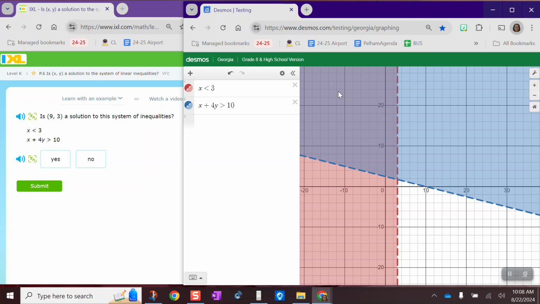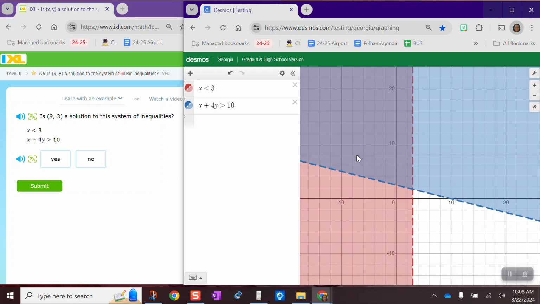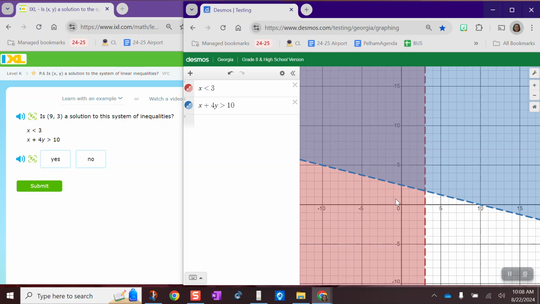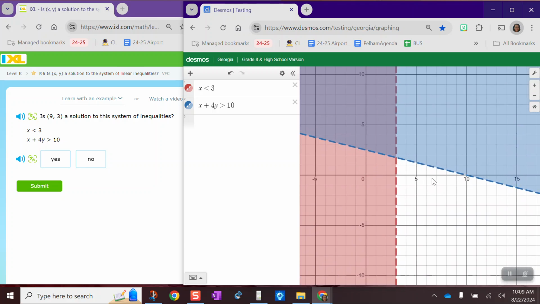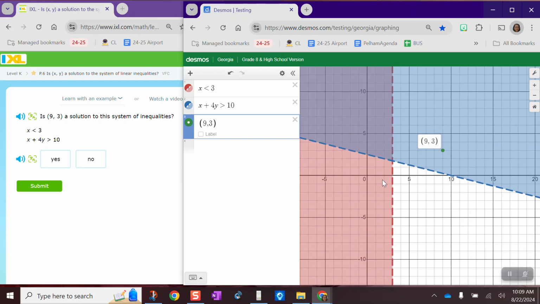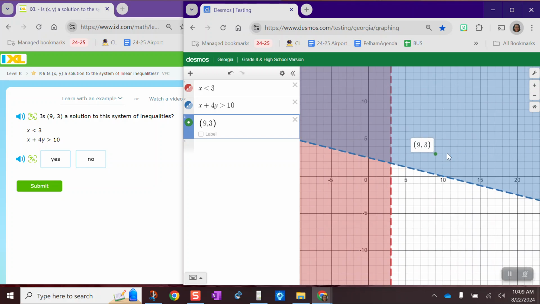So now where is 9, comma 3? Right? Let me see, 9, 1, 2, 3, right here. So is 9, comma 3 a solution? In fact, if you plot it, 9, comma 3, you see how the dot appears? Instead of trying to figure it out by hand. And so does it fall in an area where we have solutions for both of them? No. So is it considered a solution? No.